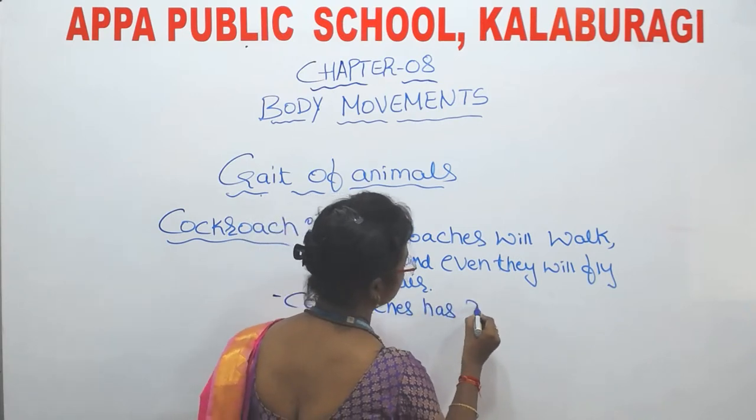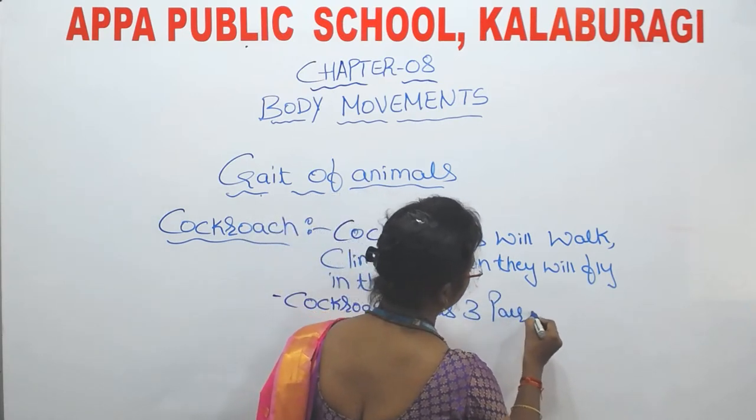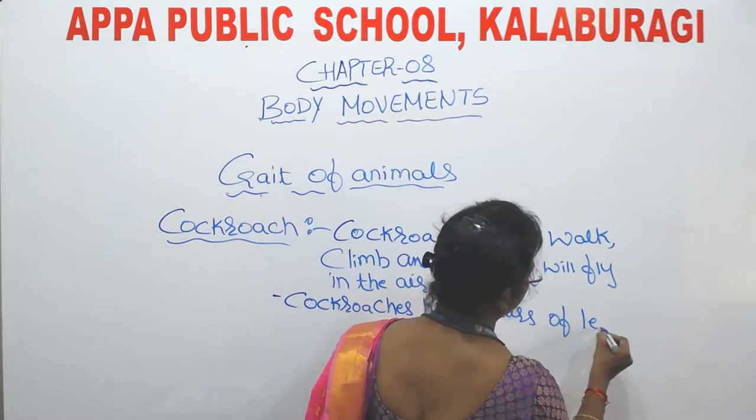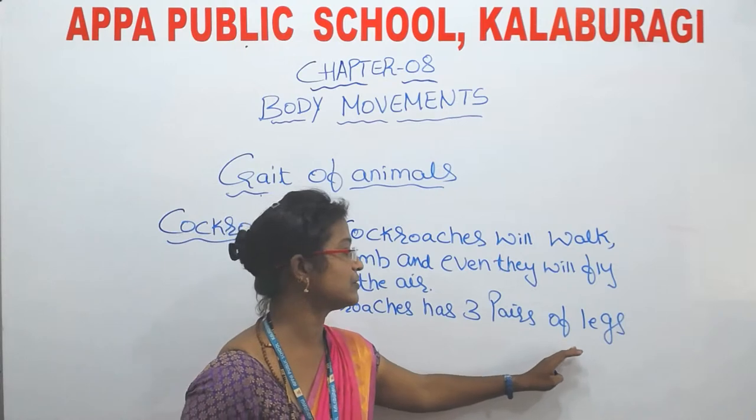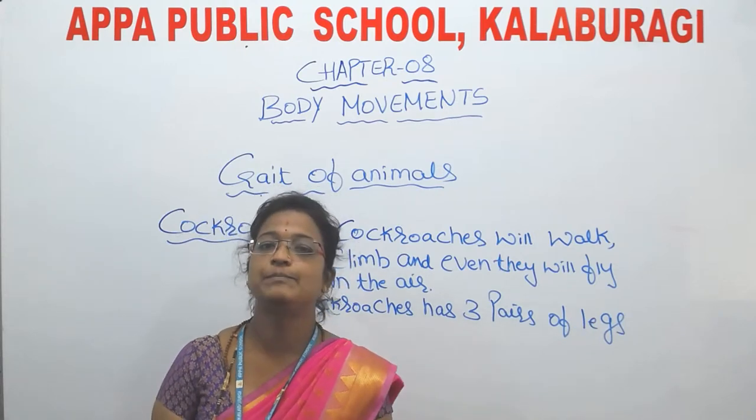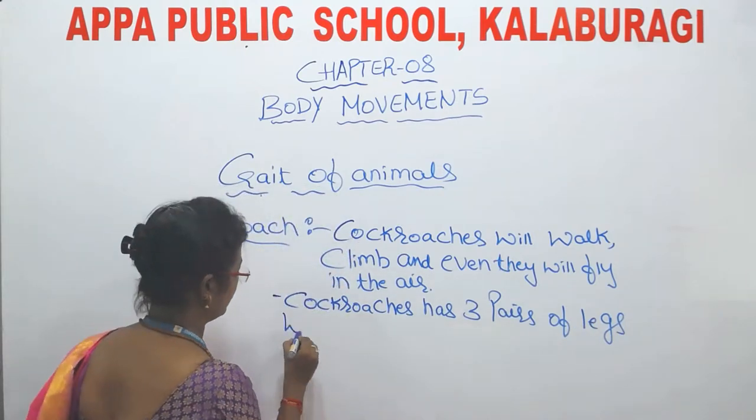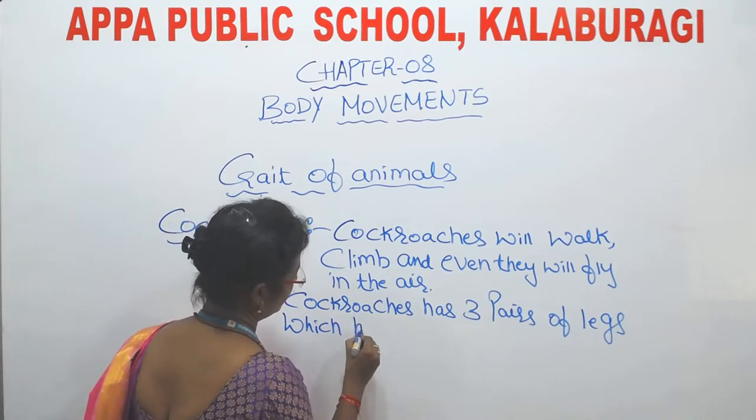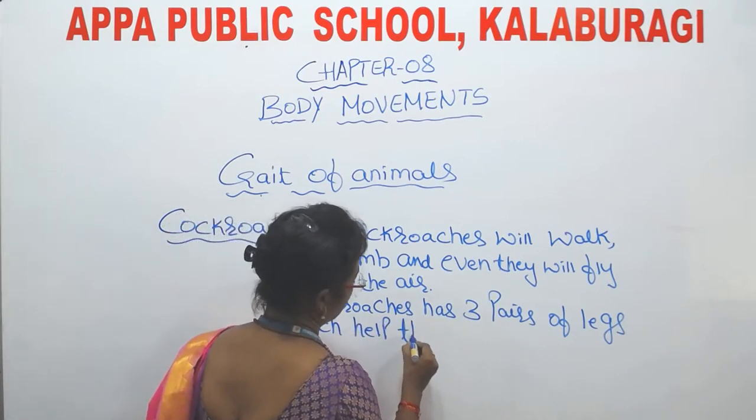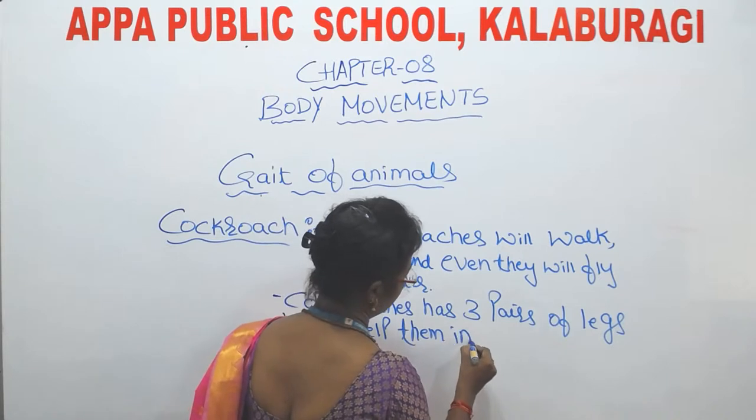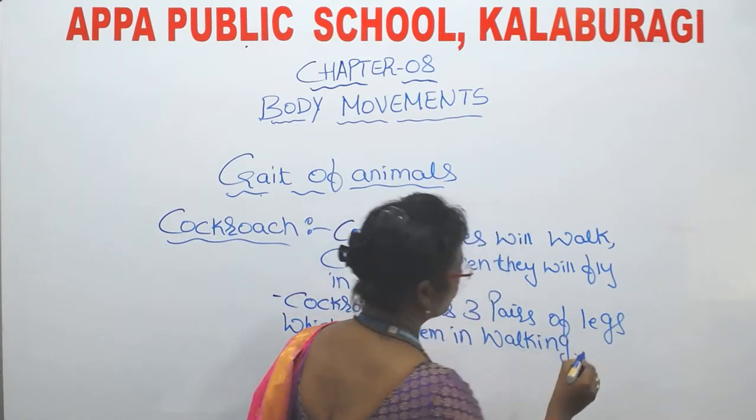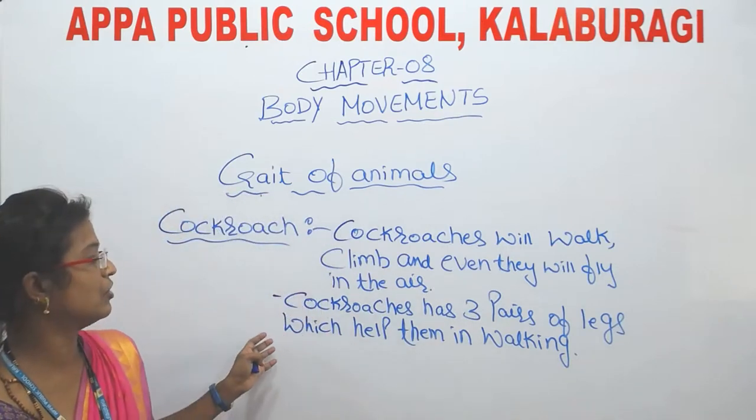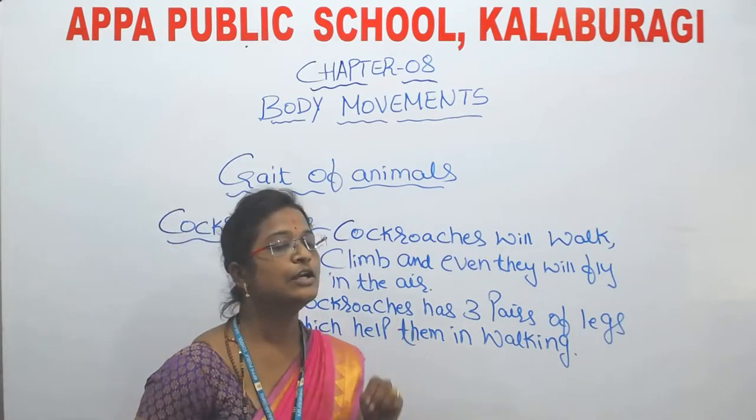Cockroaches have three pairs of legs. Have you observed? The cockroaches have three pairs of legs which help them in walking, isn't it? So these three pairs of legs help them in walking.